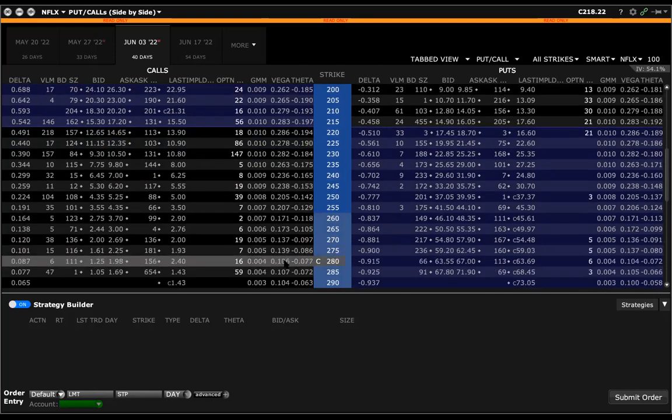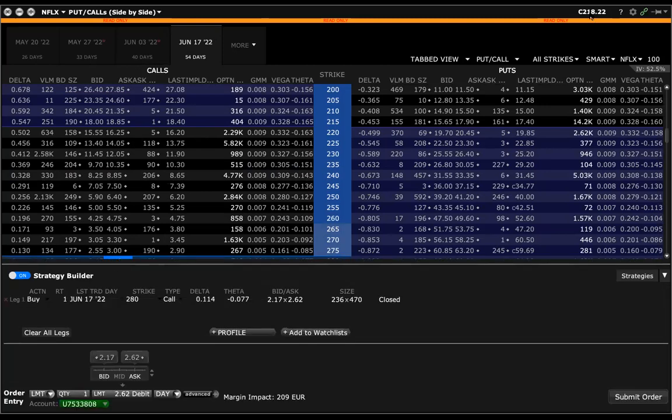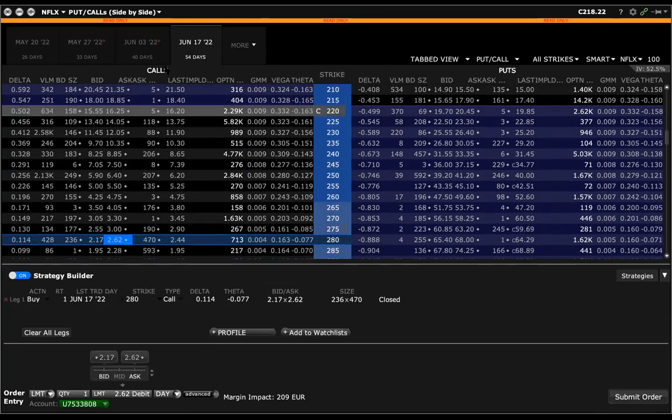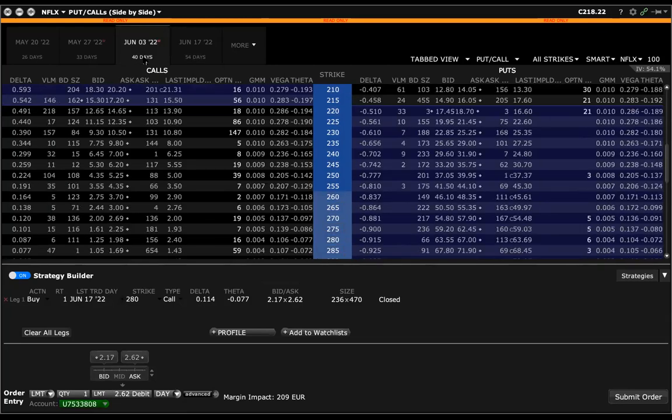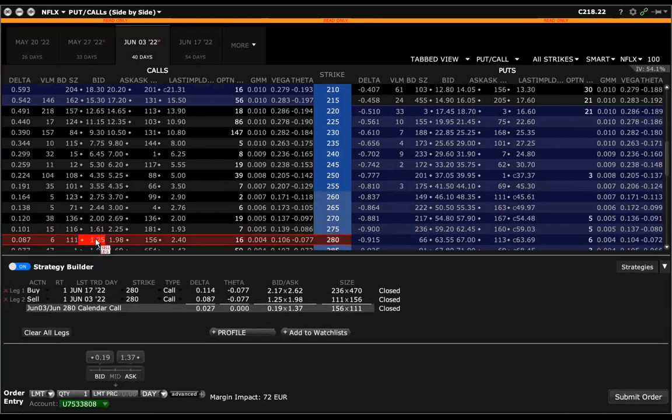Let's say, for example, by June 17th, after almost 2 months, we play that probability that the stock will go back to 280, while now it's at 218. So I am buying the 280 call. Then I will sell a shorter term expiry date with the same strike, 280. Is it a great strategy? We will see.